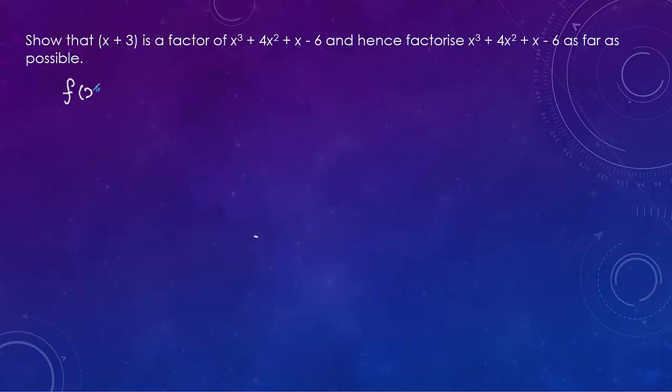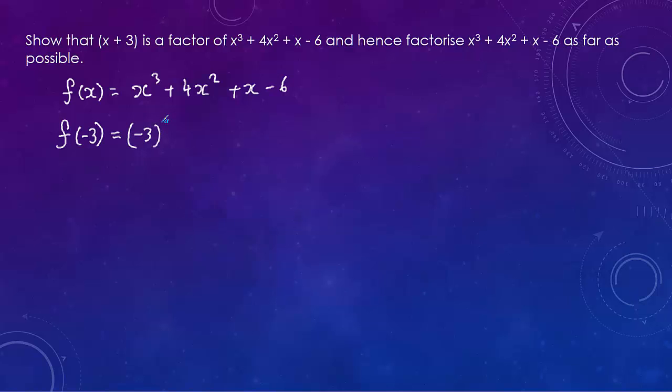So if we let f of x be equal to x cubed plus 4x squared plus x minus 6, and we want to show that x plus 3 is a factor, then by the factor theorem what we want to do is evaluate f of negative 3.